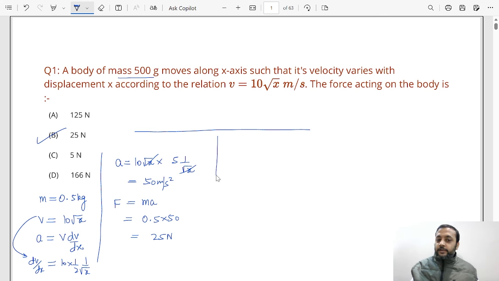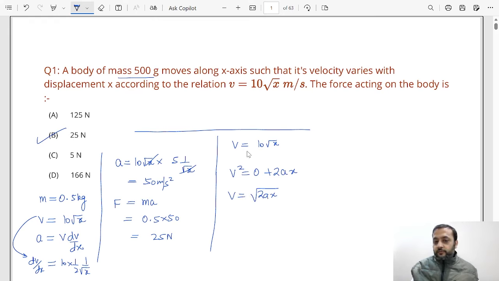Acha, one more thing I would like to tell you here. If you look at the velocity of this lizard, it is 10 root x. If you assume that the lizard is moving with zero initial velocity and constant acceleration a, then its velocity v square will be equal to u square plus twice into acceleration into displacement. This is the relation that we know. That means v will become under root 2ax.